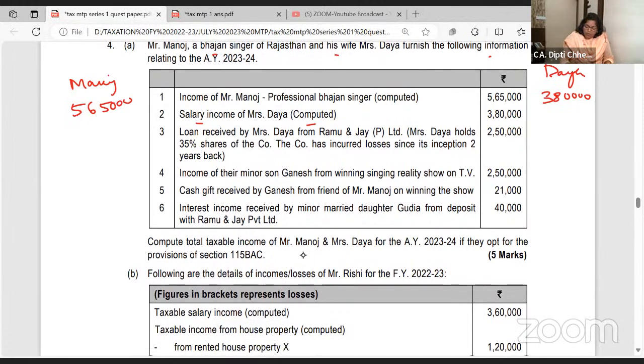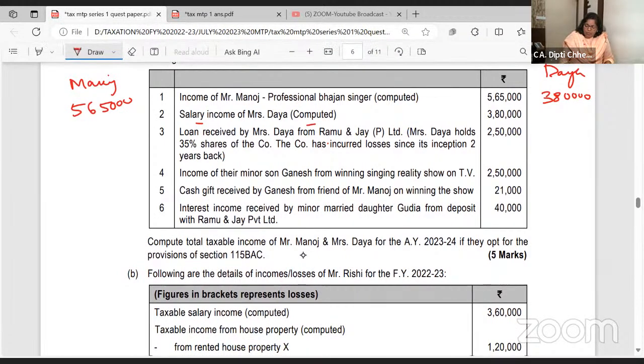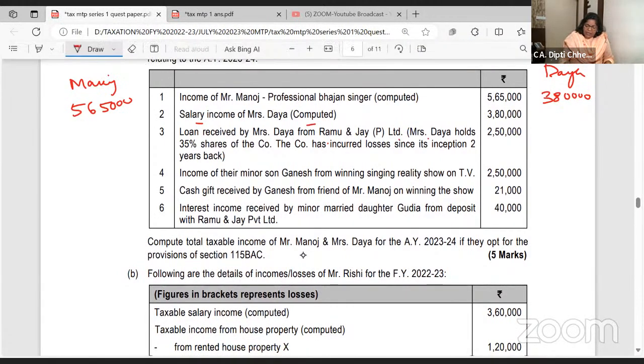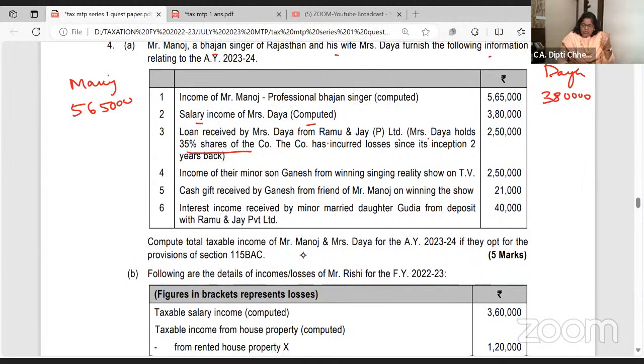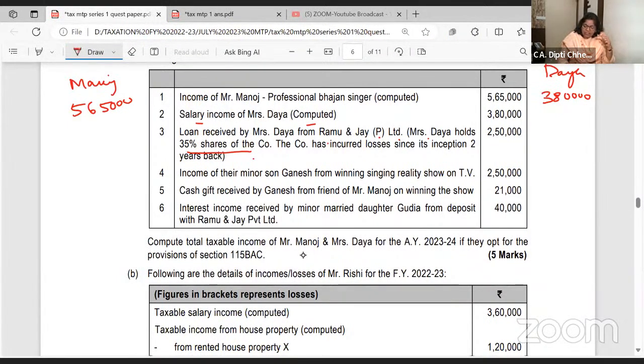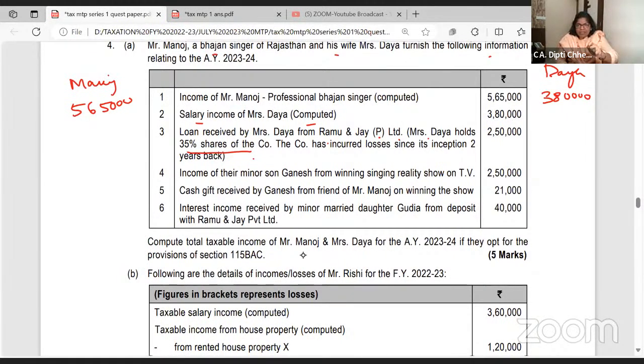Now, loan received by Daya from a private company where she holds 35%. So more than 20% voting power. Is she holding beneficial ownership? Yes. Is it a private company? Yes. Is she receiving a loan? Then that loan is treated as deemed dividend to the extent of accumulated profits. What's the accumulated profit with the company?